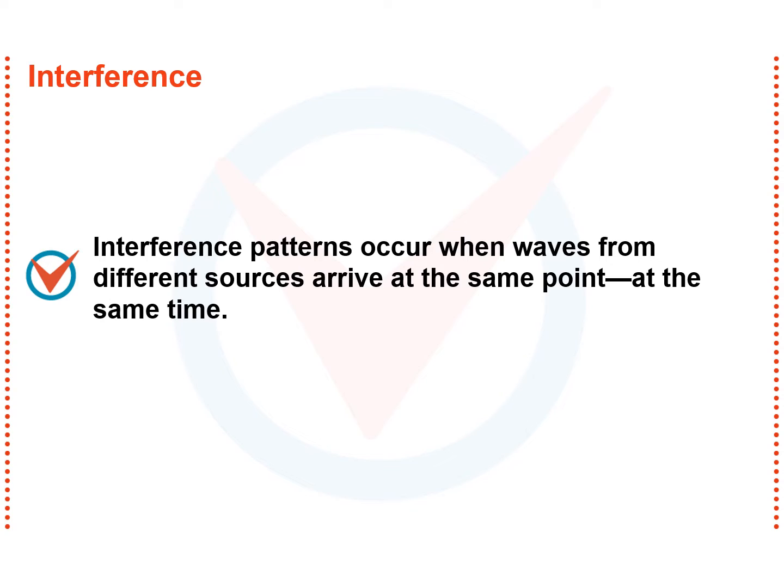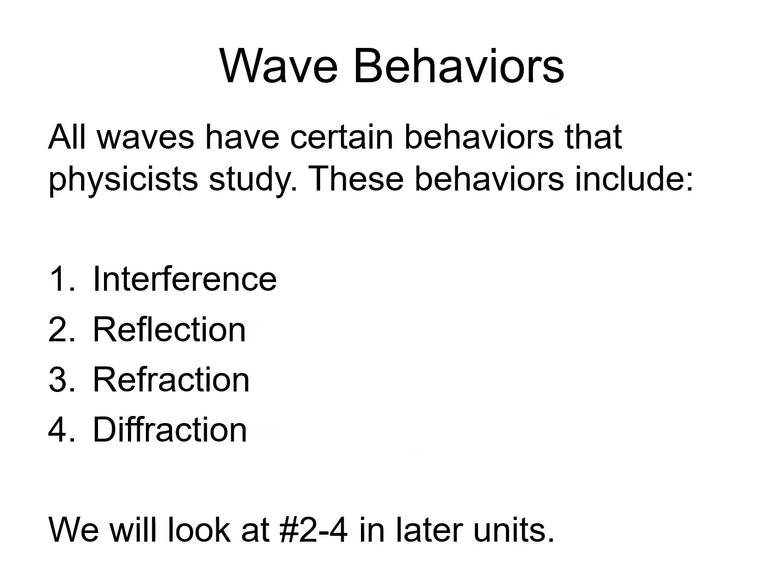Wave interference is a behavior or pattern that occurs when waves arrive at the same place at the same time. Waves can interfere with each other, and that's the big idea for this video. Wave interference is only one of several different behaviors or patterns that all waves exhibit. Other patterns include reflection, refraction, and diffraction. We will take a look at those behaviors in later units on sound and light.